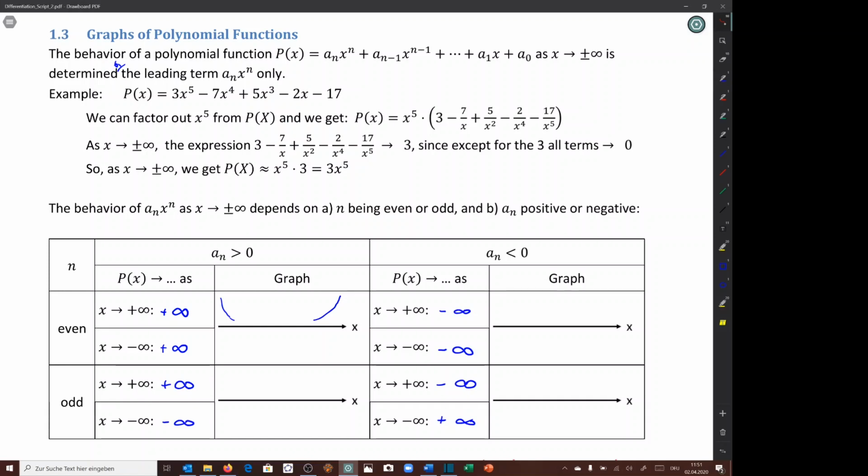So this is toward infinity. p of x goes towards, and now let's look what this means for the graphs. And here is the result. So we have both ends going towards plus infinity or both ends going towards minus infinity. That is, if the n is even. If the n is odd, one end goes to minus infinity and the other one goes to plus infinity.